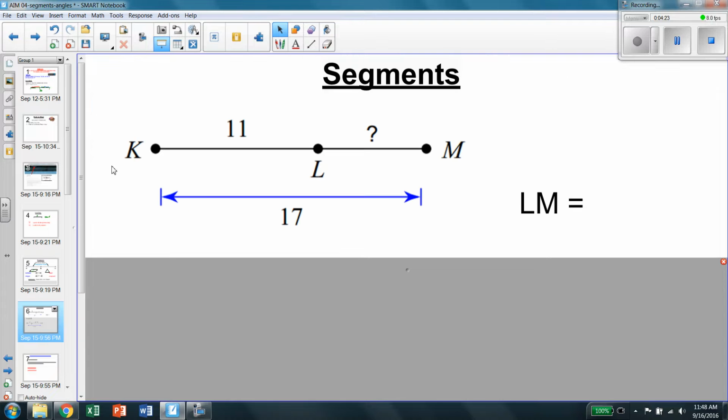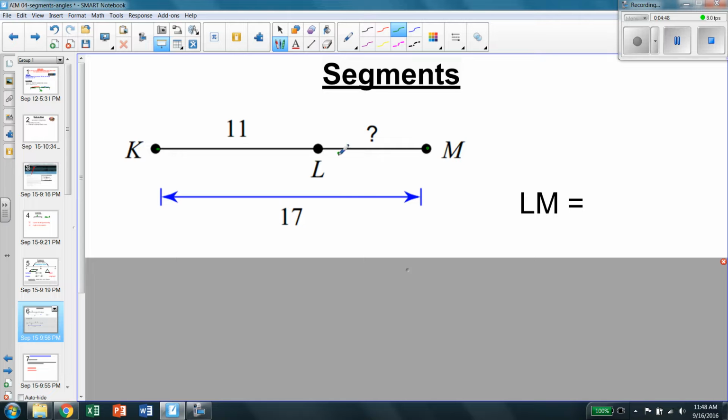Okay, let's move on. So here we have some segments, right? We have KL, and that's 11 units long. LM, I don't know, some amount. And then down here, we're given the entire length. We're told that from K all the way to M is 17 units long. So how does this piece help us figure out what this piece is?